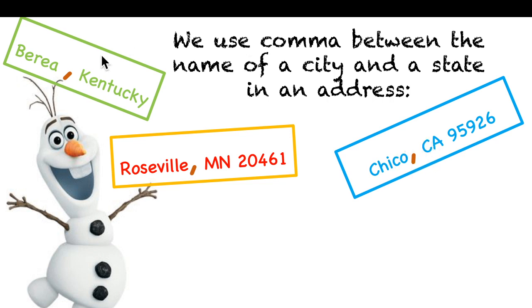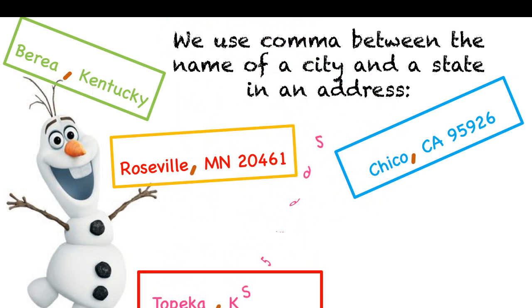Right here. Here I have only two parts. There is no zip code. Sometimes we can say the address without the zip code. Berea, Kentucky. Berea, it's a city. Kentucky is a state. Where will I put the comma? Between the city and the state.